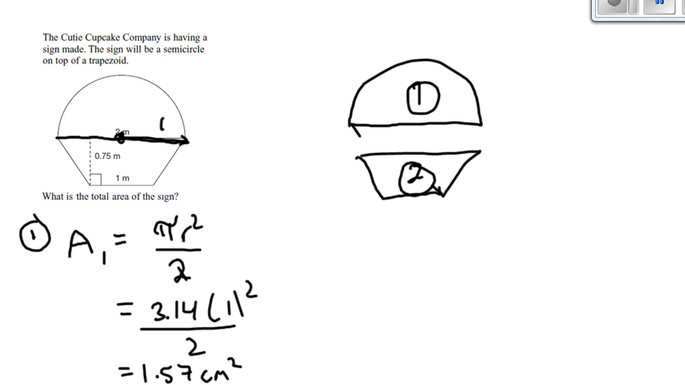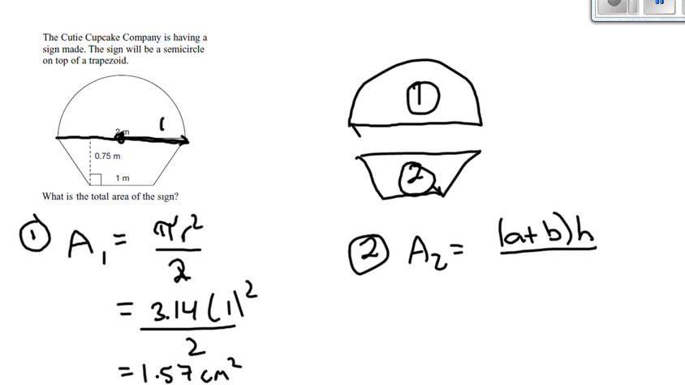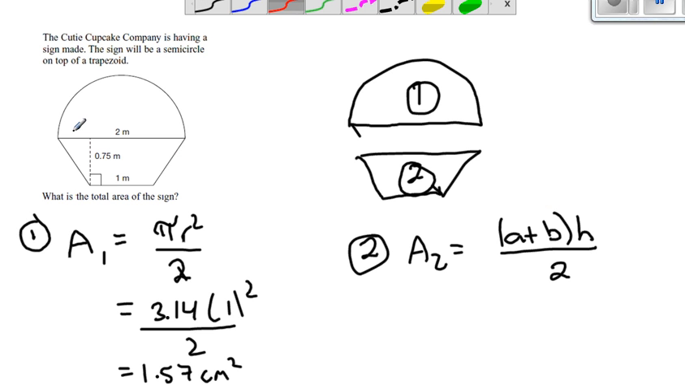Now the bottom piece is a trapezoid. If you look on your formula sheet, the area of a trapezoid is given as A plus B times H divided by 2. And I wanted to specifically use this formula, again, because we don't often talk about trapezoids. First of all, you know that the height must be perpendicular. And what must it be perpendicular to? Well, in this case, A and B. A and B in a trapezoid are the two sides that are parallel to each other. So A and B would be the 2 meter and 1 meter.